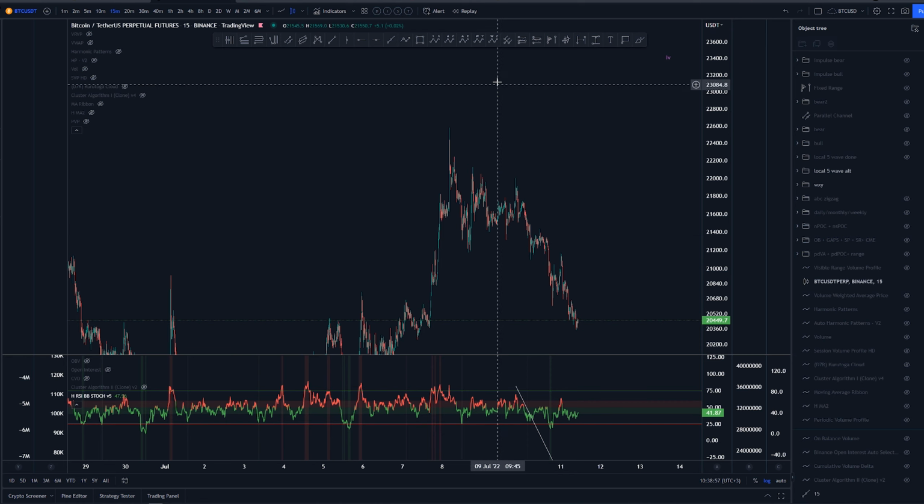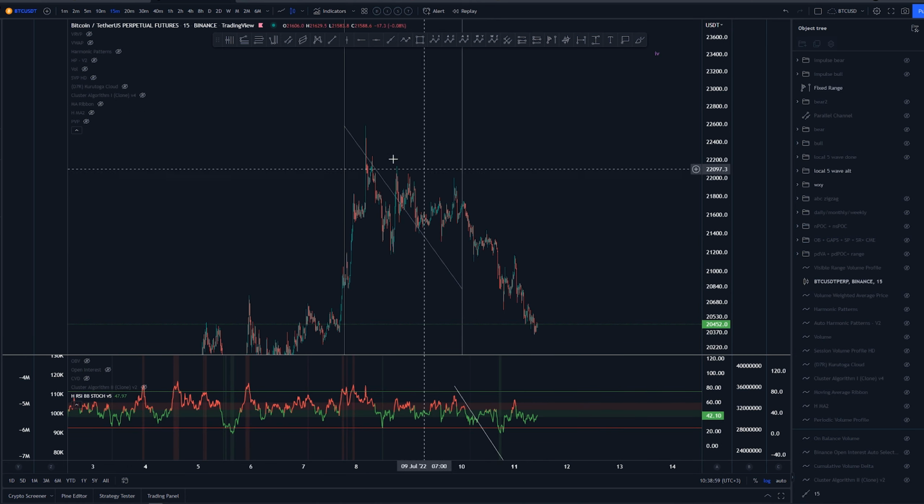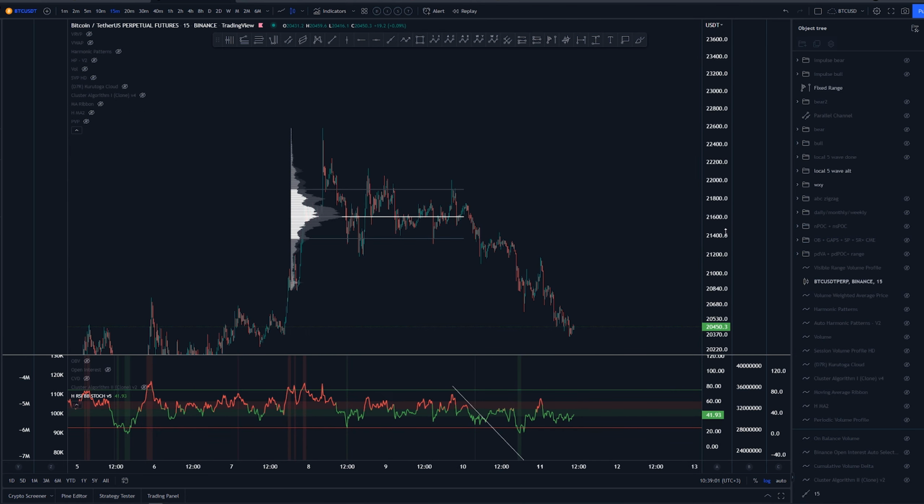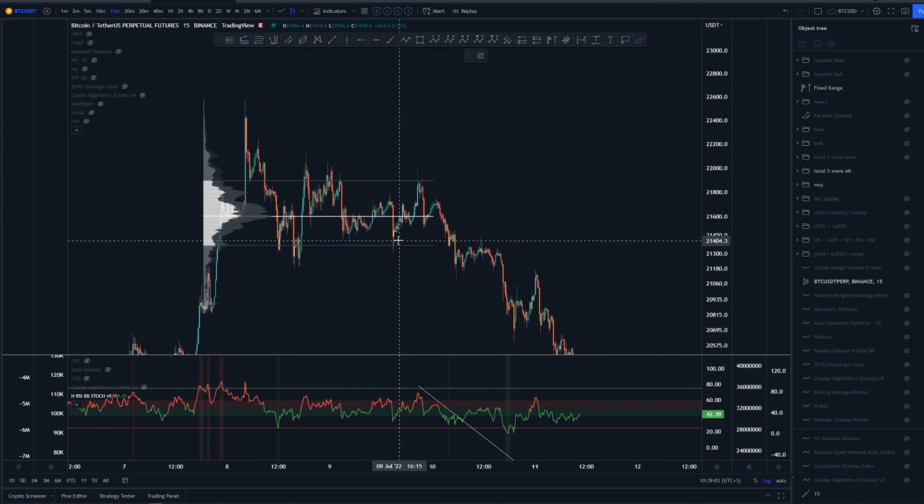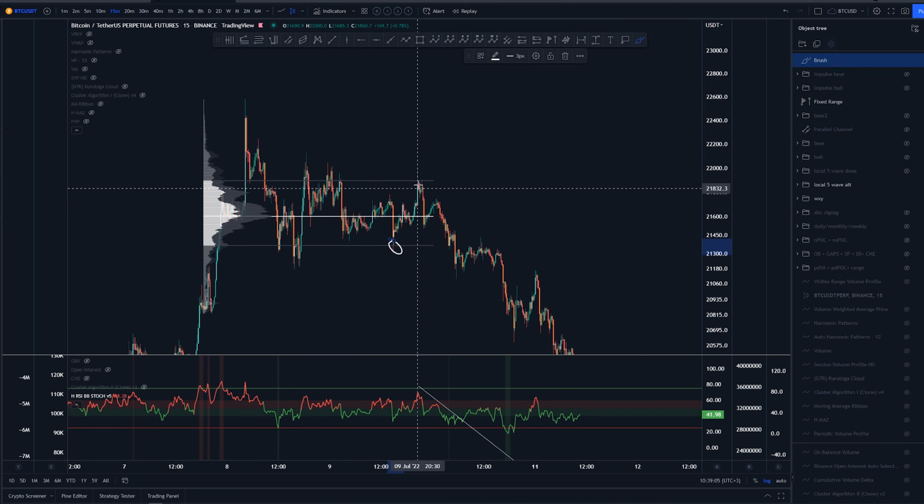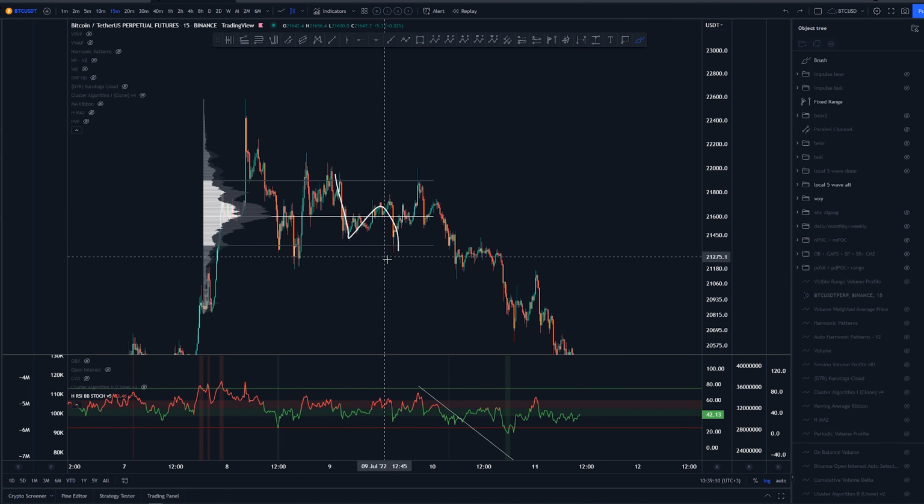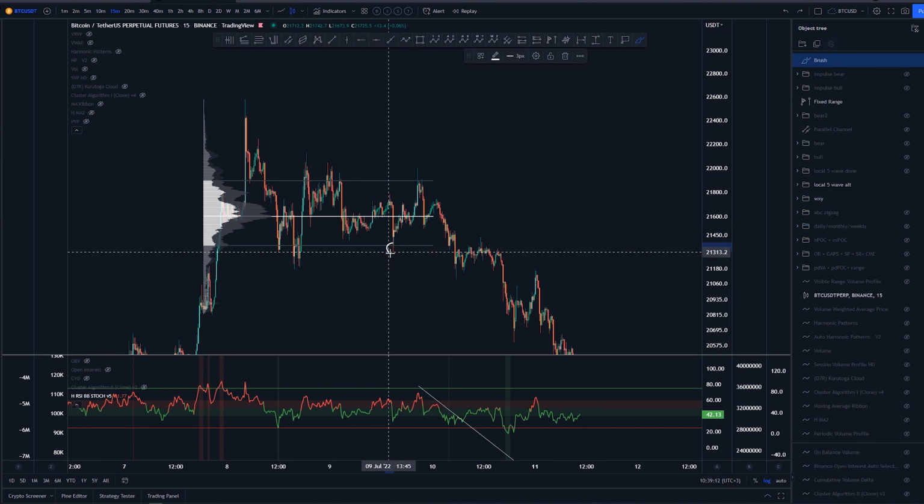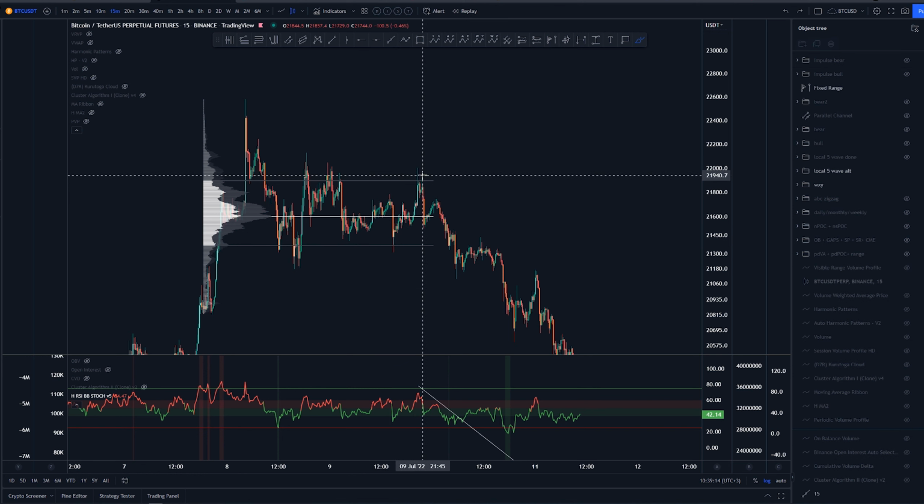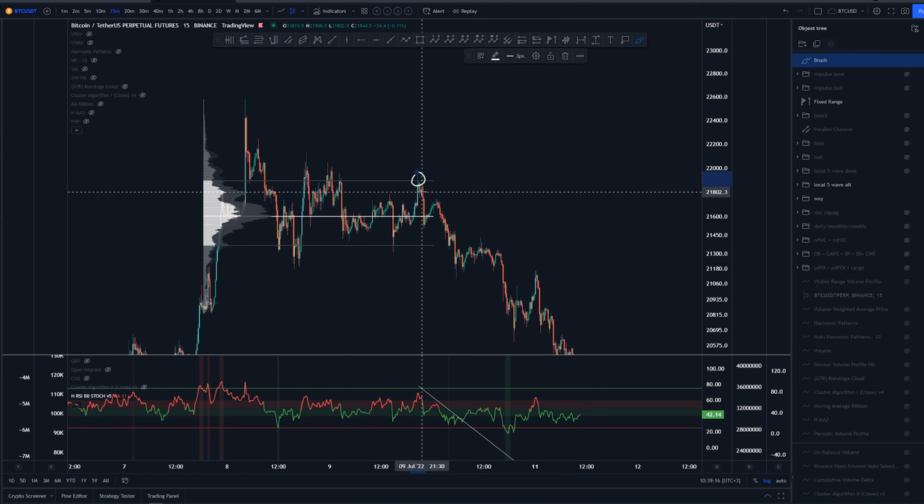During the weekend we had this range that we were talking about. I was taking trades on the range value area lows and the highs. So shorting from the top, taking profits on the range value area low and opening longs here and taking profits here and opening short here again.